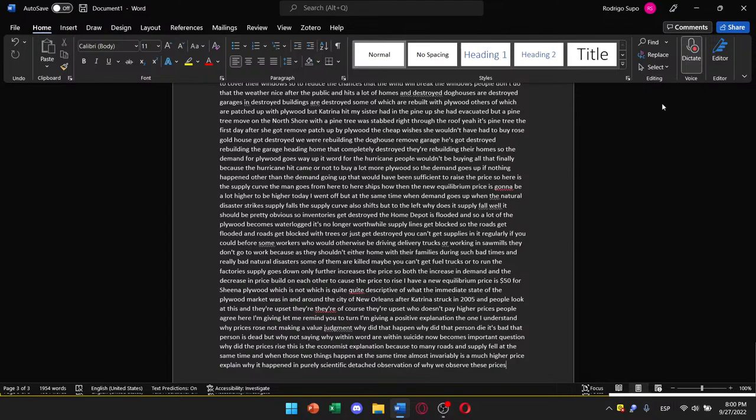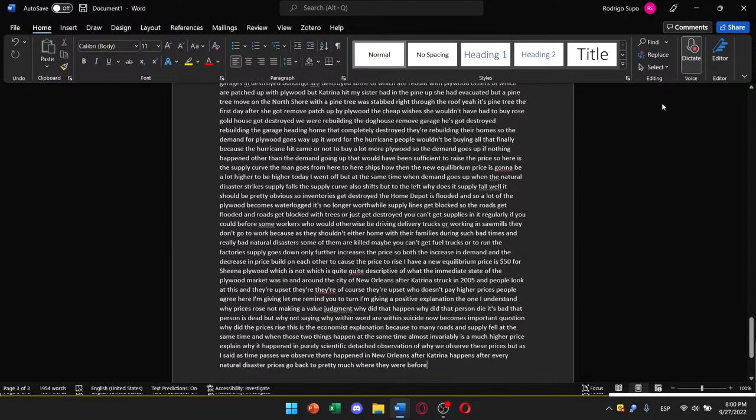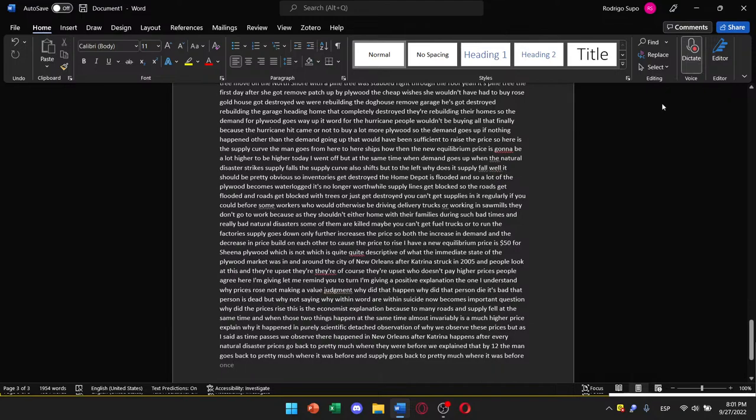But as I said, as time passes, we observe that it happened in New Orleans after Katrina, happens after every natural disaster, prices go back to pretty much where they were before. We explain that by, well, demand goes back to pretty much where it was before, and supply goes back to pretty much where it was before. Once people repair their garage, their roof, rebuild their gazebo and their doghouse, they don't have to redo it again. Once they patch their roof, they don't need to patch it again.